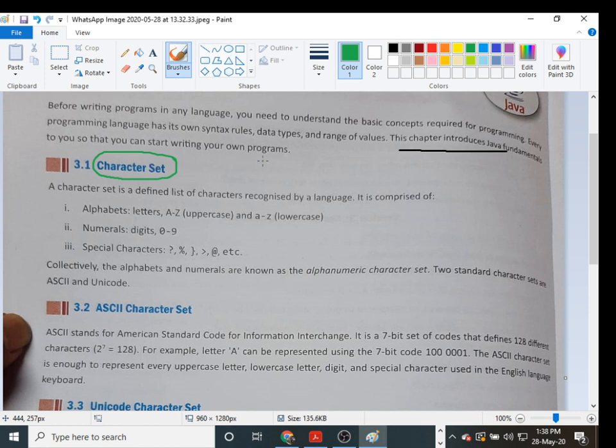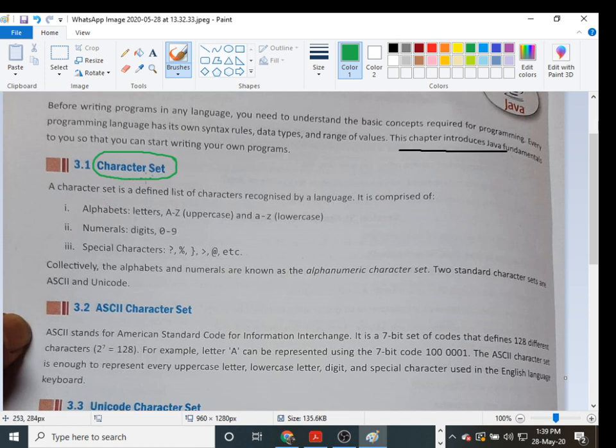So each language has its own character set, whether that is Hindi, whether that is English, or mathematics. When you are doing sums of mathematics, then you deal in the language of mathematics, that is 1, 2, 3, 4 and other numbers. So every language has its own character set. Similarly, each programming language has its own character set. So now go through the definition.